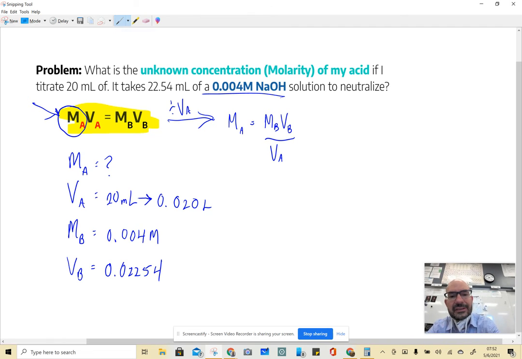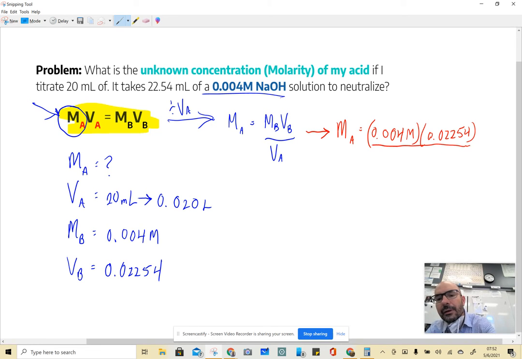So now once we've got this set up, we can plug in our values. So this becomes Ma is equal to the molarity of base, which is 0.004 molar, times the volume of the base, which is 0.02254 liters. Let's put the liter in, I guess. Divided by the 0.020 liters.